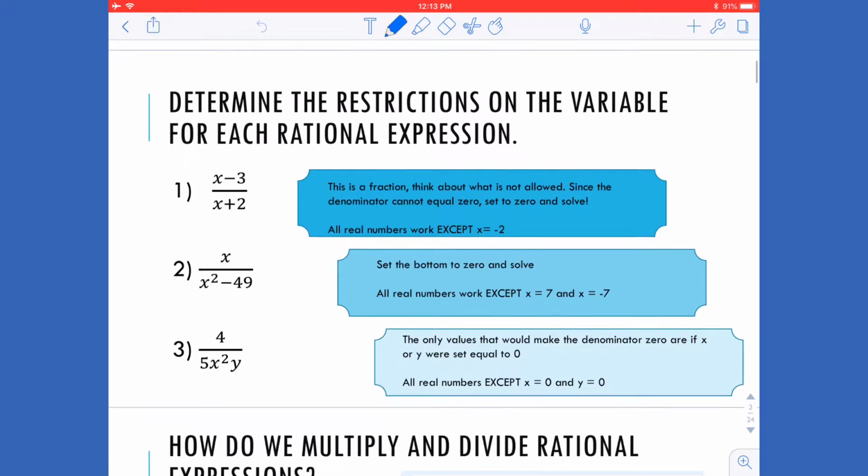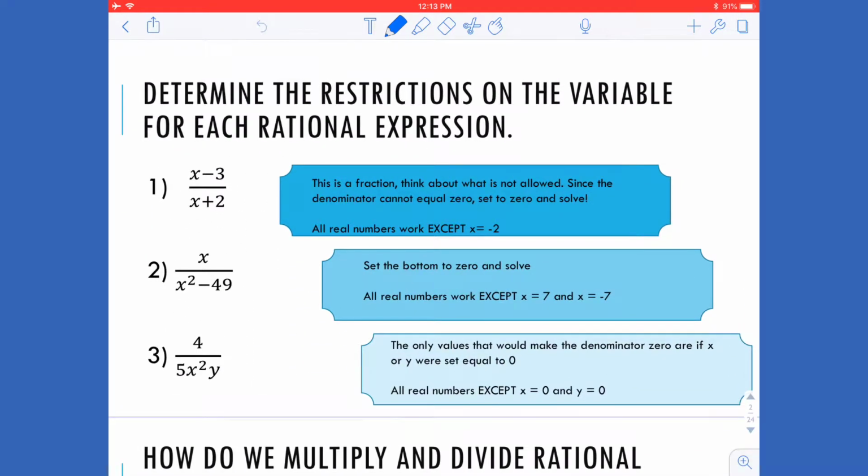We're going to start out by determining the restrictions on the variable for each rational expression. If you look on the left side of your screen, you'll see that I have three different fractional expressions, and I'm trying to identify what exactly is not allowed. Before I even begin, I want to start thinking about a fraction and ask myself, what can't occur within a fraction? Is there any value that is going to cause an error?